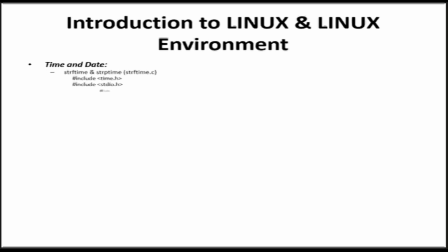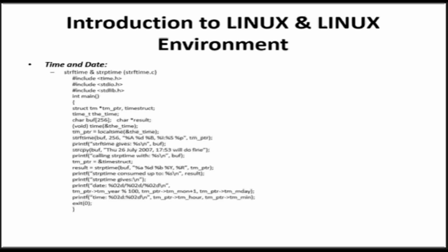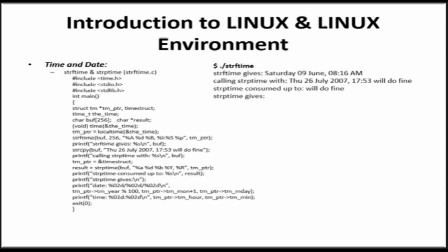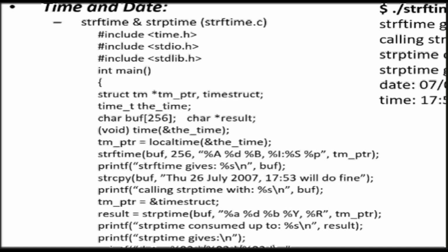Now I will show the example program for strftime and strptime. When I run this program, we will see the output like the one that I am showing on the screen. The strftime program obtains the current local time by calling the time and localtime functions. It then converts it to a readable format by calling strftime with an appropriate formatting argument.